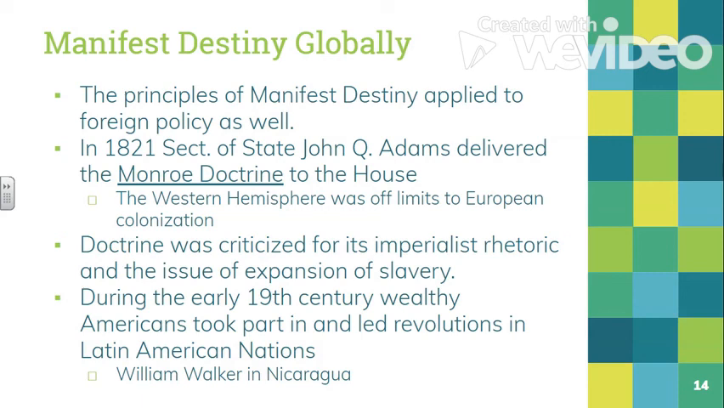Now, he's obviously going to be criticized for this, for its imperialistic rhetoric, and the fact that this seems to be the United States maybe pushing for an expansion of slavery, maybe looking to invest more money in the military, which a lot of the states were very scared of, that prospect of a strong federal national military at this time. But that's kind of the importance of the Monroe Doctrine.